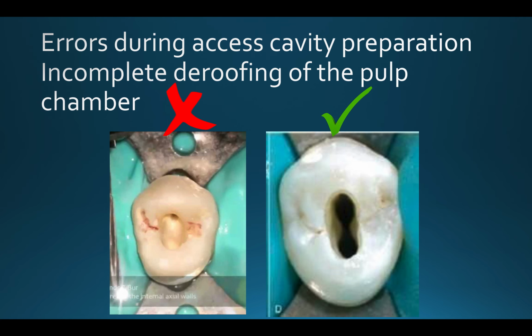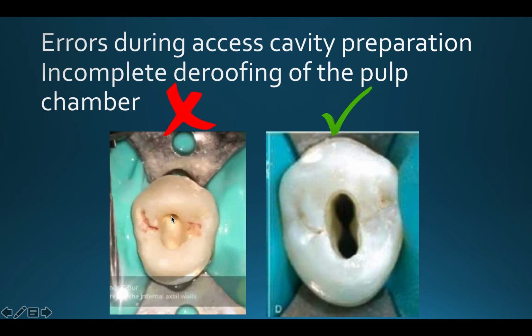Now, another error during access cavity preparation for posterior teeth, premolars and molars: failure to de-roof the pulp chamber. Sometimes when you start drilling, you get an exposure of the horn of the pulp chamber, and some of you will think that this is a canal orifice. However, this is just an exposure of the pulp horn. The canal orifice is located at the level of the cervical line, so we have to remove the roof of the pulp chamber in order to be able to see the orifices.